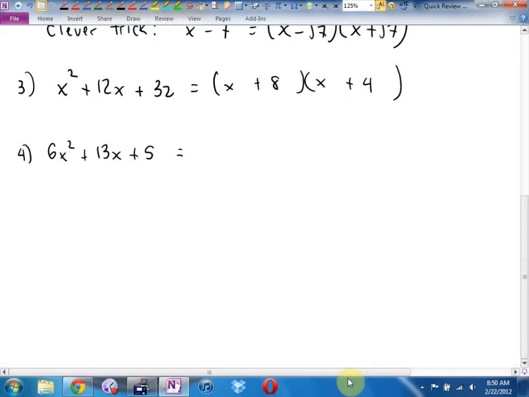Jessica, GCF? How many terms? 3, so it may be a trinomial if it factors at all. How do we check? Well, first of all, we quickly glance at the leading coefficient. Does this have a leading coefficient?